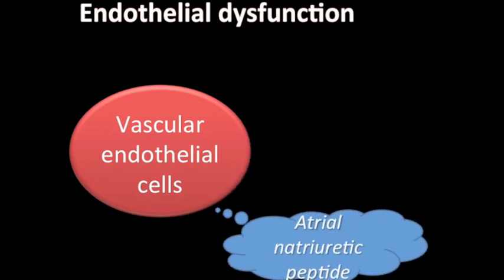Atrial natriuretic peptide is a hormone secreted from the atria of the heart in response to increased blood volume. Its effect is to increase sodium and water excretion from the kidney as a sort of natural diuretic. A defect in this system may cause fluid retention and hypertension.